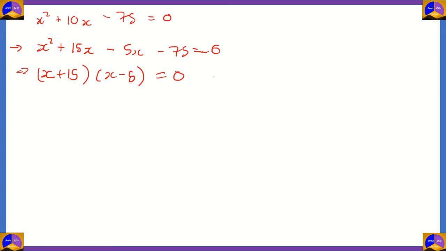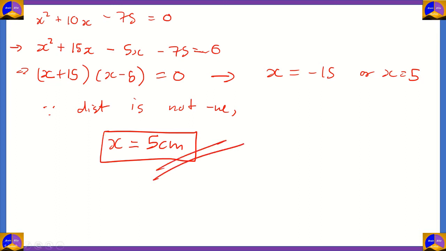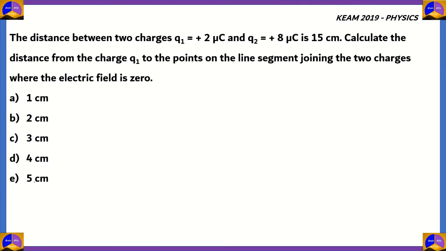That is equal to 0, which means x can be equal to minus 15 or x can be equal to 5. Now, since the distance between two objects is not negative, the value of x is 5 centimeters. So 5 centimeters is the correct value for the distance of the point from 2 microcoulombs at which the electric field equals 0. So therefore 5 centimeters is the answer, which means option E is the correct option for this question.